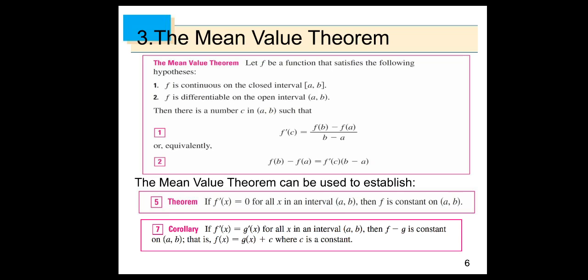Or equivalently, we can write the mean value theorem as f of b minus f of a is equal to f prime of c, the derivative of f at c, times b minus a. So that is the mean value theorem. In this theorem, we have to keep in mind that the function should be continuous, it should be differentiable, and then, I mean, f of a should be equal to f of b.